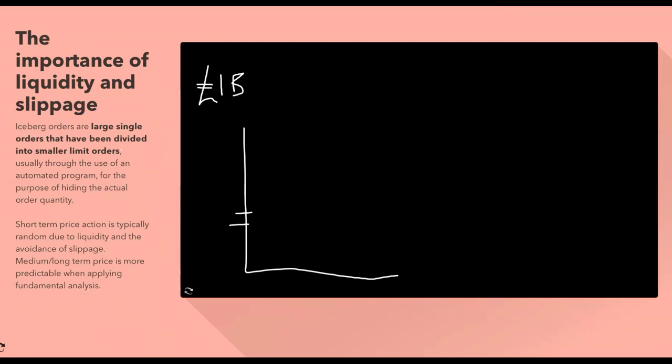Iceberg orders are the breaking up of the 1 billion into, let's say, 10 million here, 20 million there, or 15 million here. They put the orders in to disguise. They don't want to tip off the market, because a £1 billion order is a massive order. It's going to tip off the market, and everyone else is going to start to buy. So they have to break down their orders, and it's known as iceberg orders.